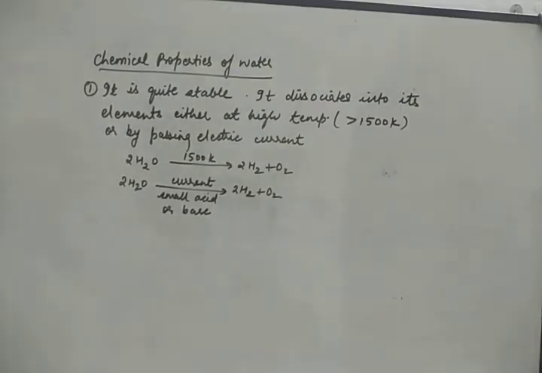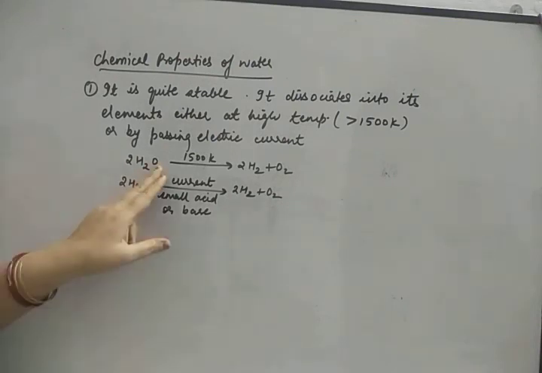Now we'll discuss the chemical properties of water. The first property is that water is quite a stable compound. It does not dissociate into its elements readily. But when the temperature is more than 1500 Kelvin, or when we pass electric current, it can dissociate into its constituent elements, that is hydrogen and oxygen.